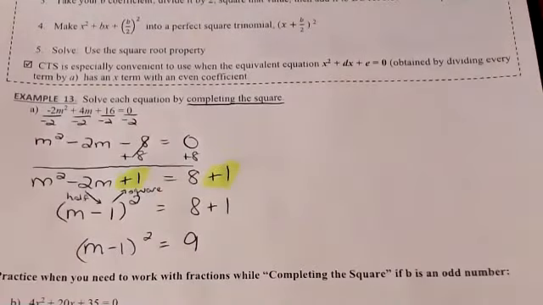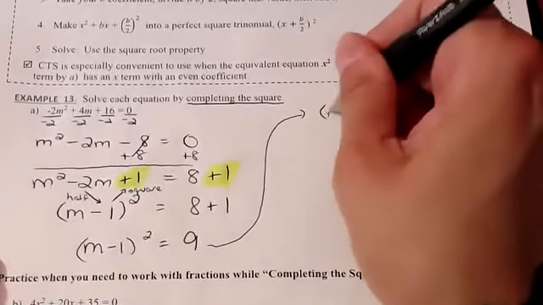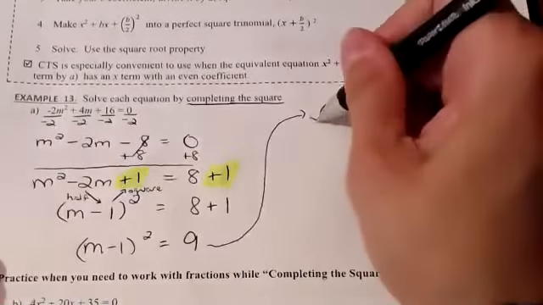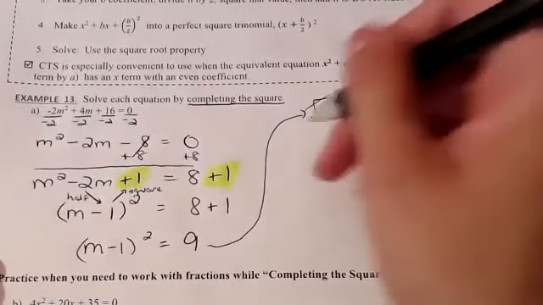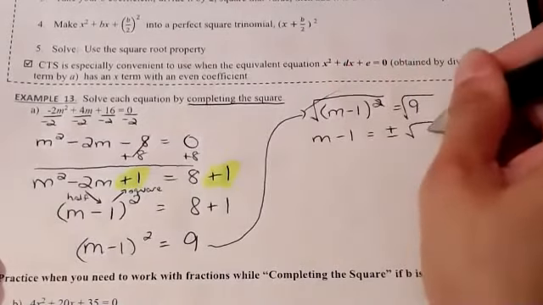So far, that's great. I'm liking what I'm seeing. But now we have to use the square root property to finish this problem. So let me rewrite this up here so that it has a lot more room. m minus 1 squared is equal to 9. Now let's take the square root of both sides. The square root and the square cancel each other out. m minus 1 is equal to positive or negative square root of 9.